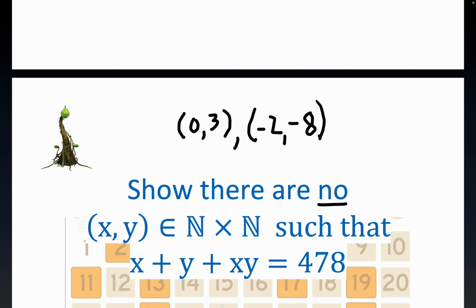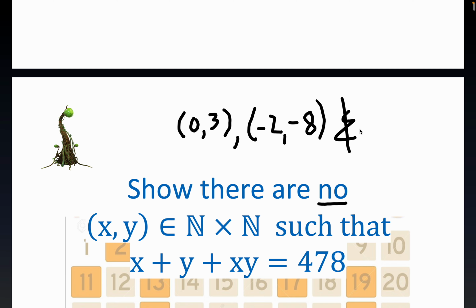These two ordered pairs are examples of ordered pairs that are not a member of N cross N. N cross N means all positive ordered pairs of positive integers. So the presence of a single zero invalidates the solution as far as this problem goes. We want to show that there are no positive ordered pair solutions to this equation.